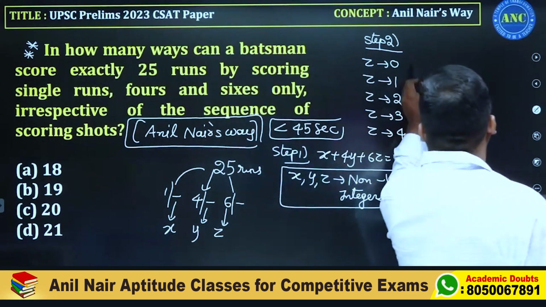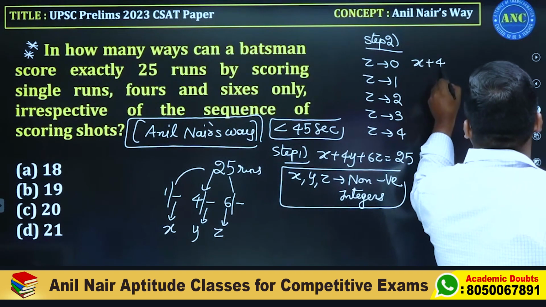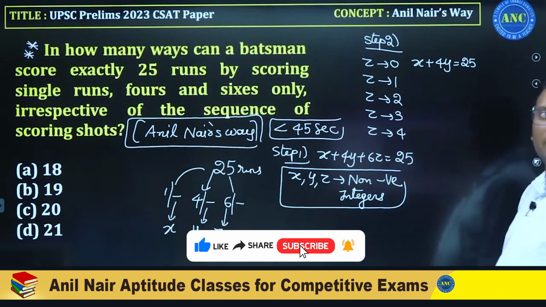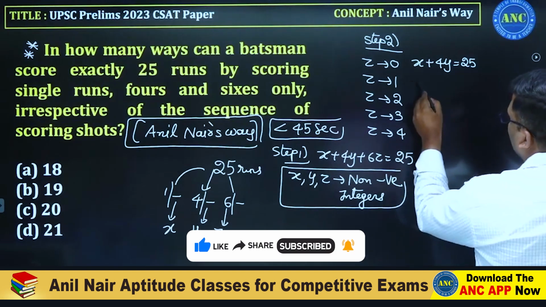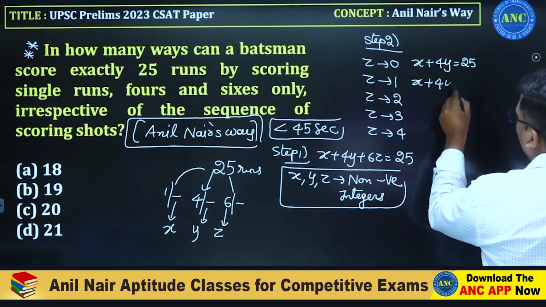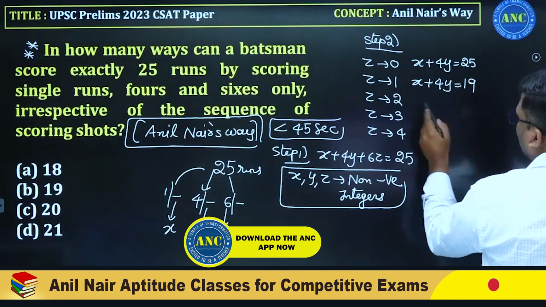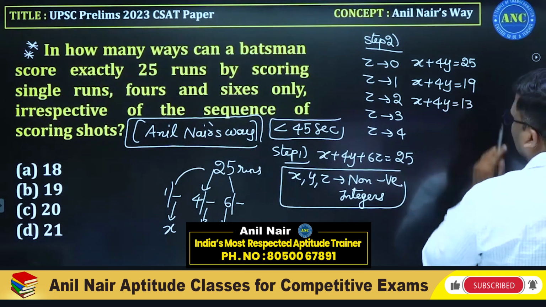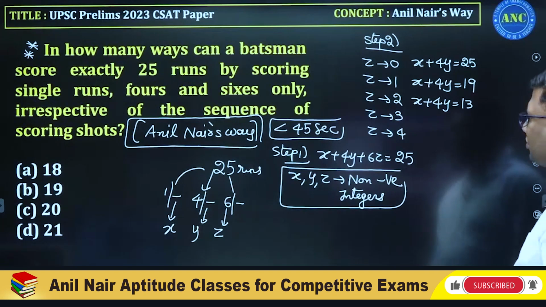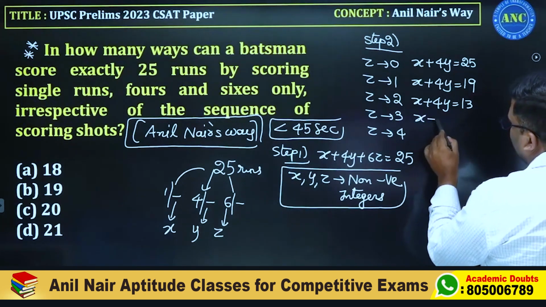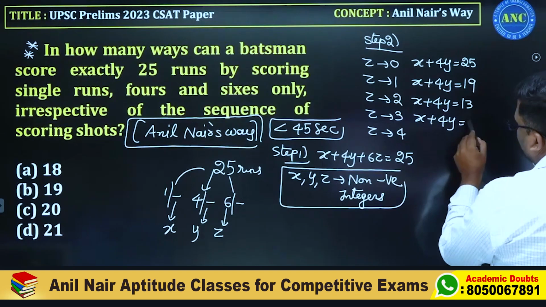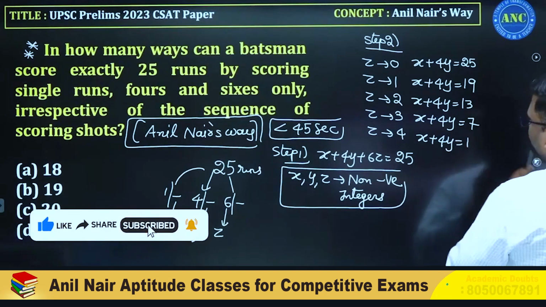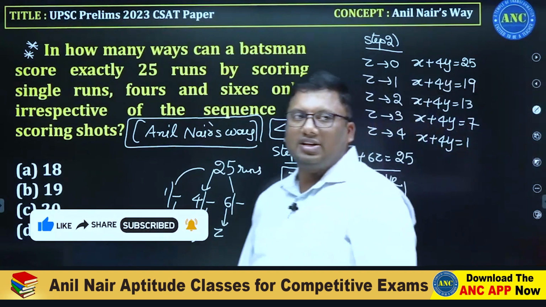If Z is 0, the equation becomes X plus 4Y is equivalent to 25. If Z is 1, this becomes X plus 4Y is equivalent to 19. If Z is 2, X plus 4Y, 25 minus 12, it is 13. If Z is 3, this becomes X plus 4Y is equivalent to 7. If Z is 4, X plus 4Y is equivalent to 1.